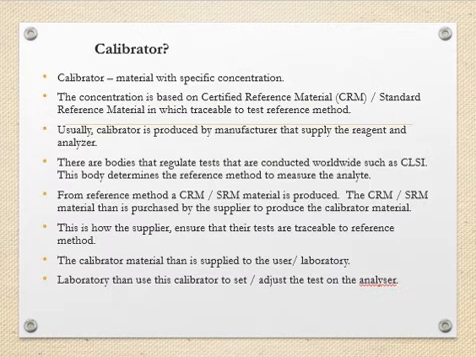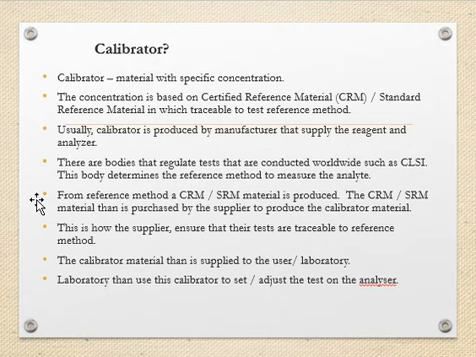So a calibrator is a material with specific concentration. The concentration is based on certified reference material or standard reference material, which is traceable to the test reference method. Usually, calibrators are produced by the manufacturer that supplies the reagent and analyzer. There are bodies that regulate tests that are conducted worldwide, such as CLSI. This body determines the reference method to measure the analyte.